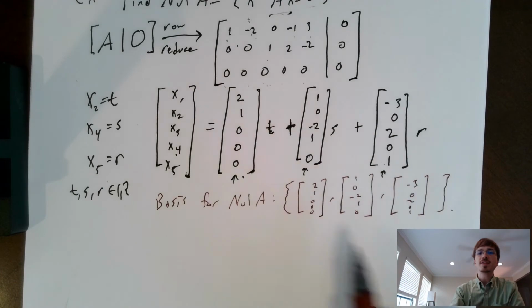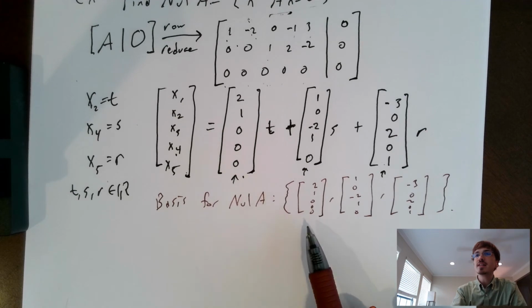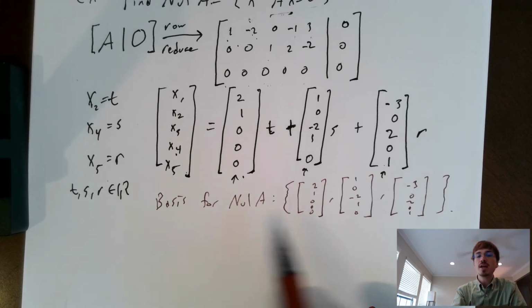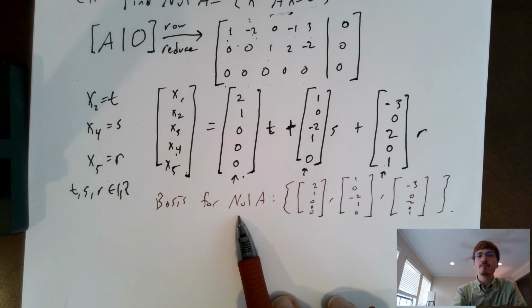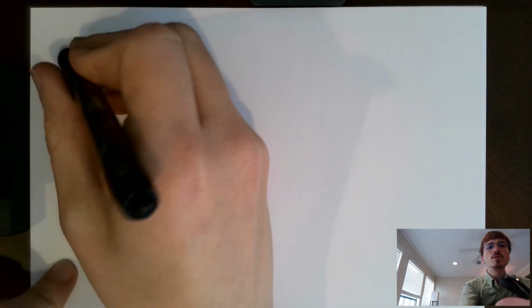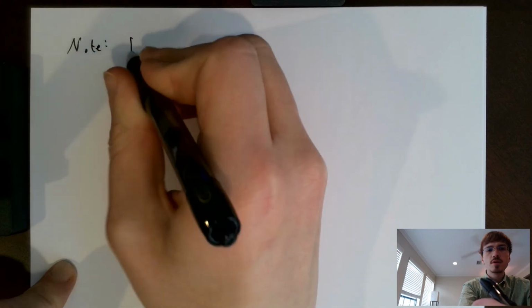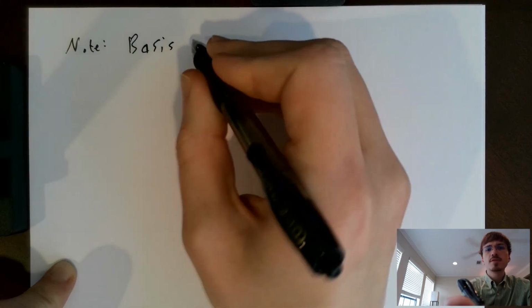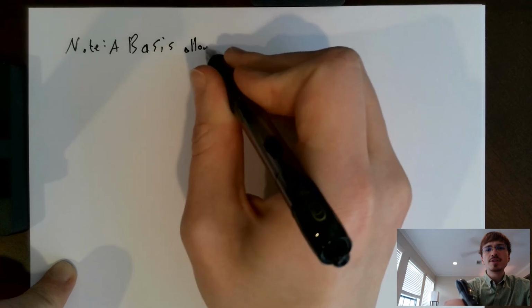So this is my basis. It is a set of just these three vectors. And remember, what are the properties that this set of vectors satisfies? It's a linearly independent set that spans the space. Cool. Let's do something else. So here's a note. A basis allows us to represent vectors.